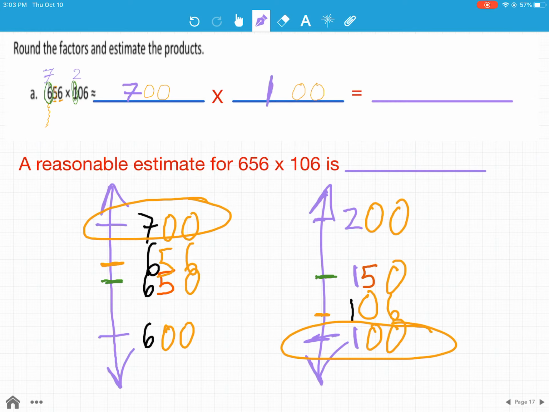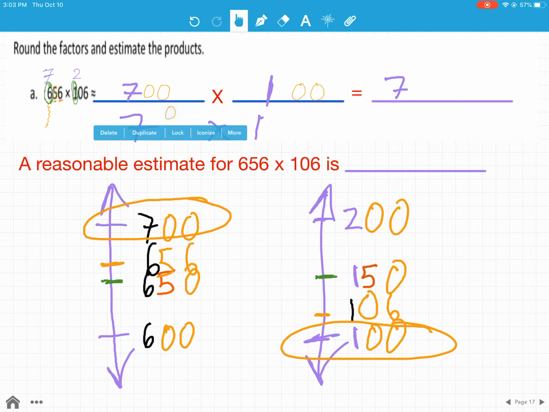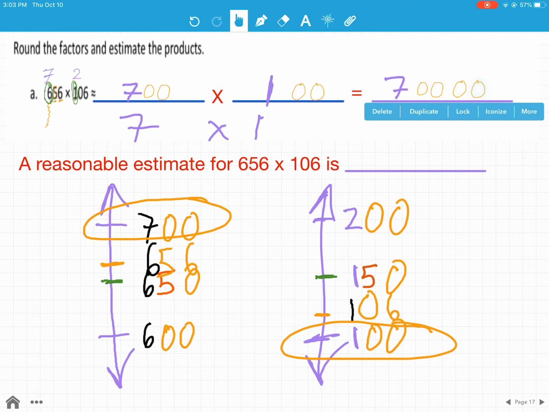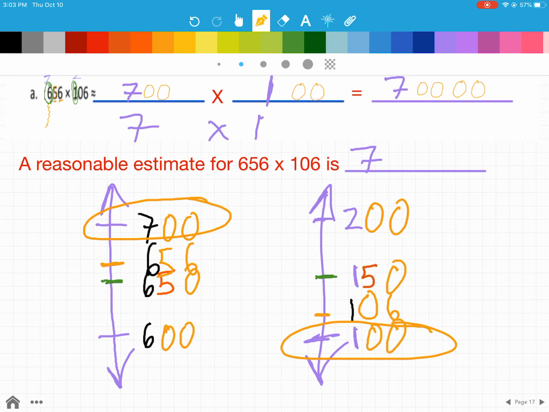And hopefully you know what 7 times 1 is. That is 7. So 7 times 1 equals 7. And since we're doing 100 times 100, that equals 10,000. Basically going to just move these zeros over here. All right, so our answer is 70,000. A reasonable estimation for 656 times 106 is 70,000.